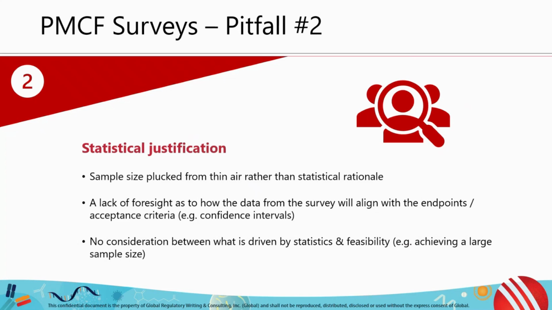Statistical justification is really important, but you also need to consider the feasibility. For example, it might give you a really large sample size. Let's imagine 1,000 surveys need to be completed. What happens though if your device has only been sold, let's say, 500 times in the last year? Is it actually feasible to get that sample size? So you need to make sure there's a balance between what is driven by statistics and also feasibility.